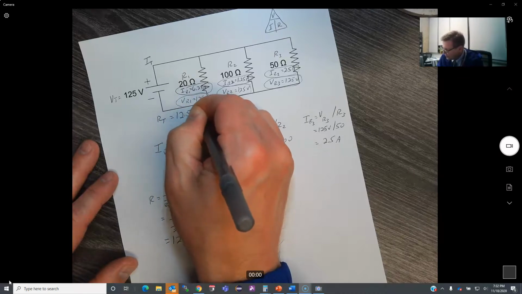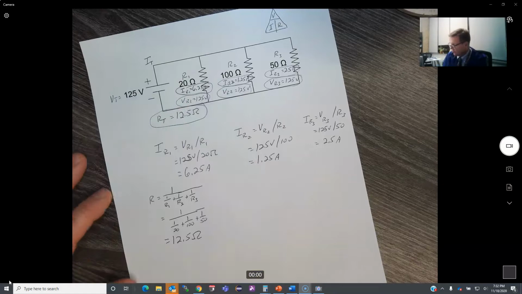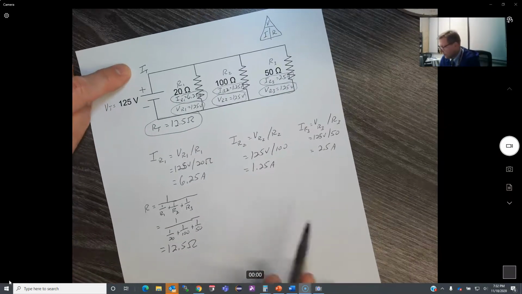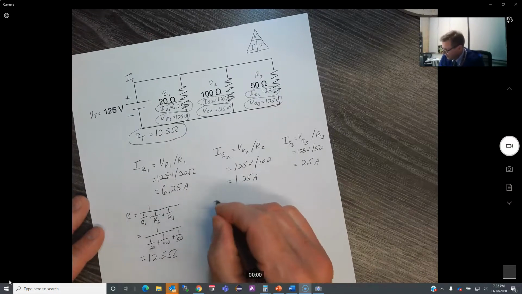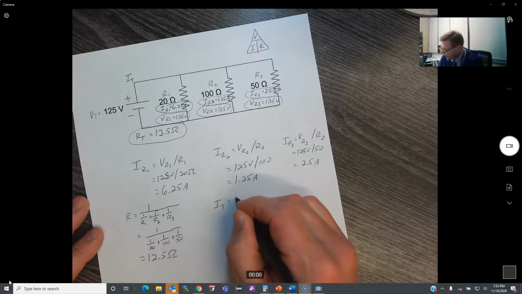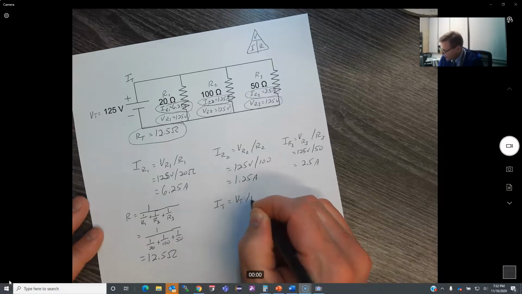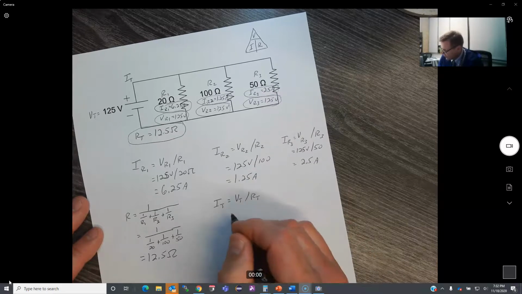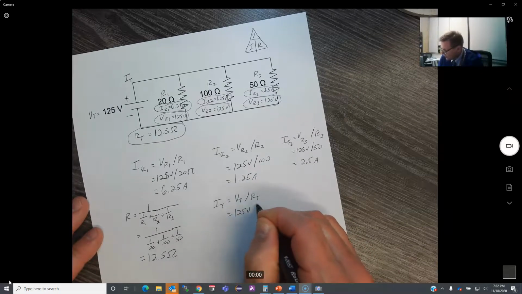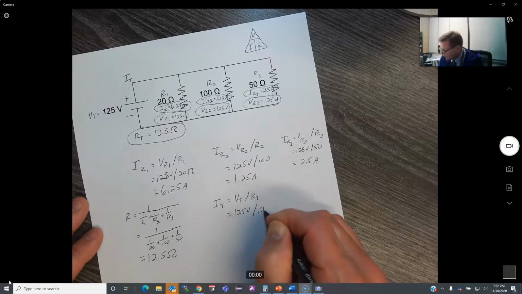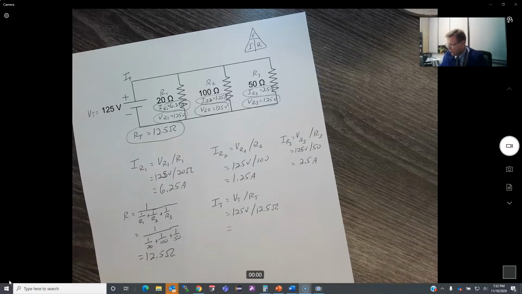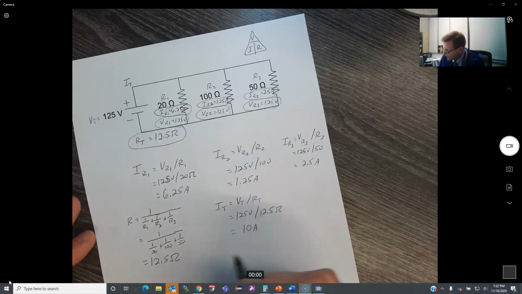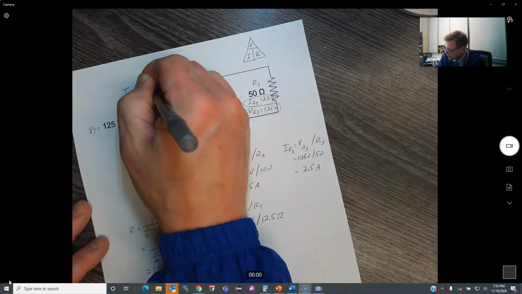12.5. This one has been solved. Now if I want to calculate my current, I take Ohm's law and hide the current. It's just V divided by R. So current total is equal to my voltage total divided by my total resistance. My voltage total is 125 volts, and my total resistance is 12.5 ohms. So I'm going to divide those two. 125 divided by 12.5 yields 10 amps for my answer. So I'm going to say that equals 10 amps up here.